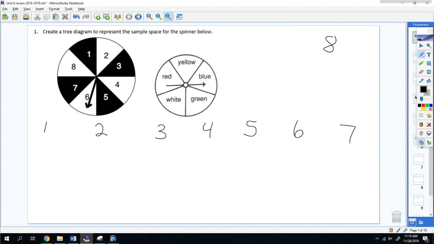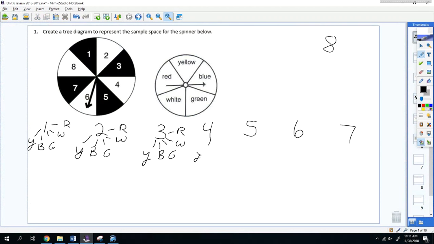So if I spin a 1, on the second spinner, I can still get a yellow, blue, green, white, or red. If I spin a 2, I can do the same thing. I can get yellow, blue, green, white, or red. We'll get a 3: yellow, blue, green, white, or red. And so on for each number.